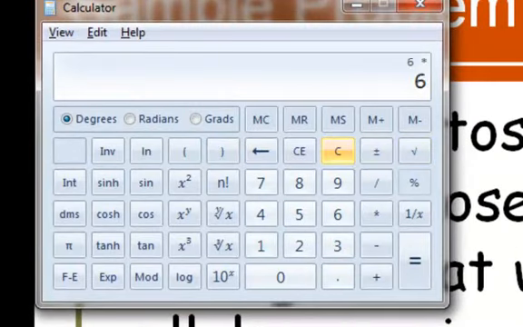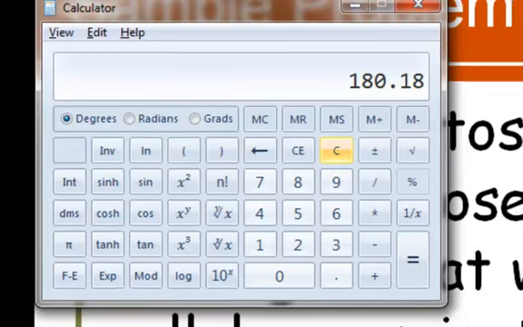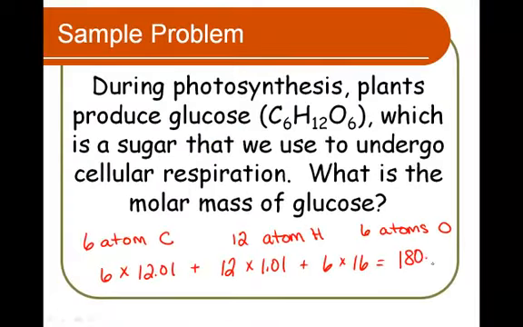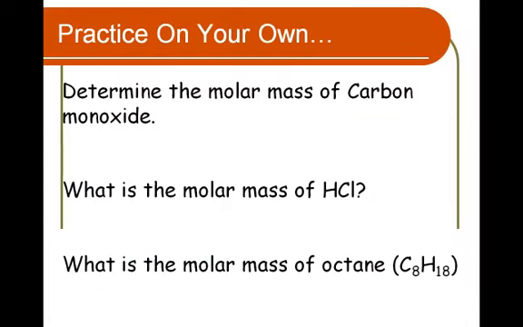So we take our 6 times 12.01 plus 12 times 1.01 plus 6 times 16, and it tells us that our molar mass is 180.18 grams per mole. Practice on your own. Pause the video and determine the molar masses of the following.